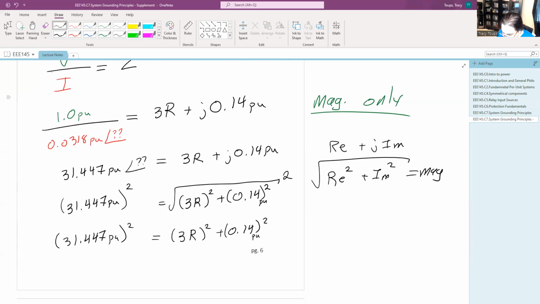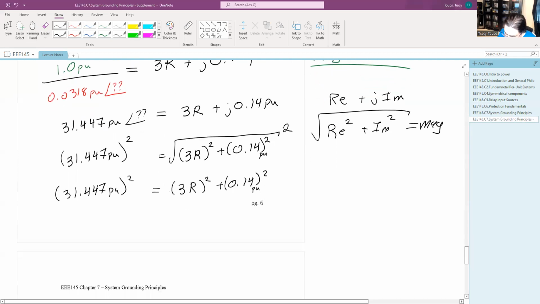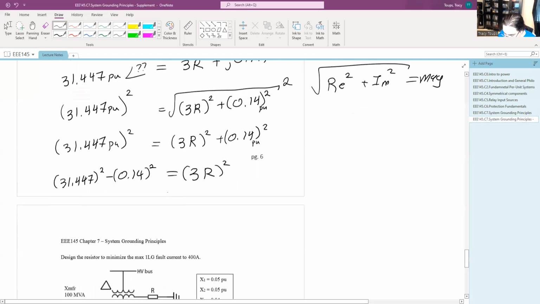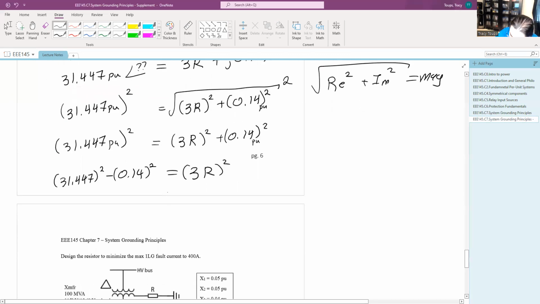Okay, we could solve this math problem, right? So let's put the 0.14 on the other side. So we have 1.447 squared minus 0.14 squared is equal to (3R) squared, right? And let's square root both sides to get rid of the square on the other side. So, man, I'm already running out of room here, right?